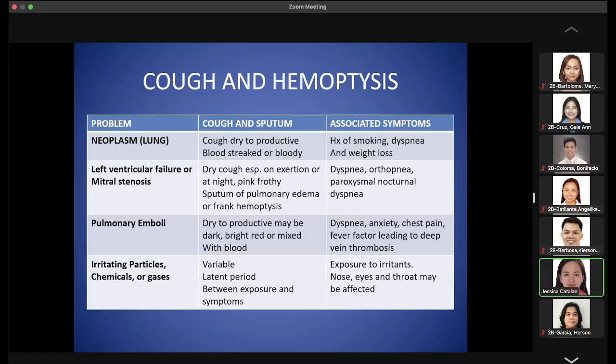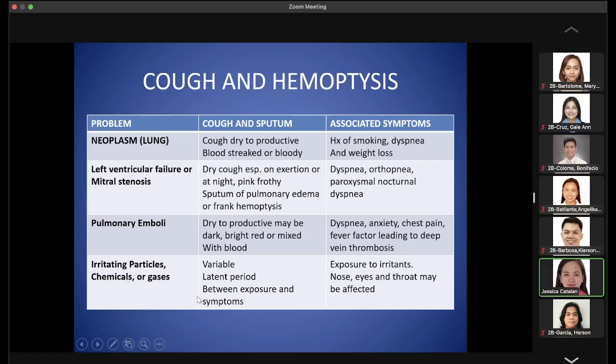So lastly, lung cancer, no? Definitely, it may manifest with cough and hemoptysis. Heart failure, pulmonary emboli. So usually it presents with productive cough. So again, may setting sa PE.